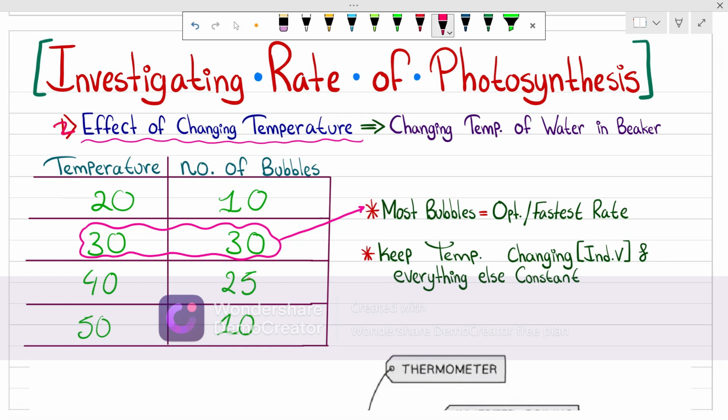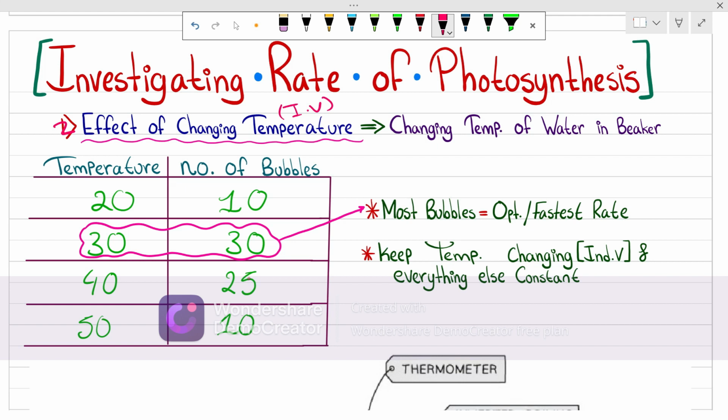The next experiment is effect of changing temperature. Effect of changing temperature means temperature is the independent variable in this experiment. You change the temperature of the water in the beaker. So in this experiment, since temperature is the independent variable, we keep temperature changing and everything else constant to measure the effect of changing temperature.